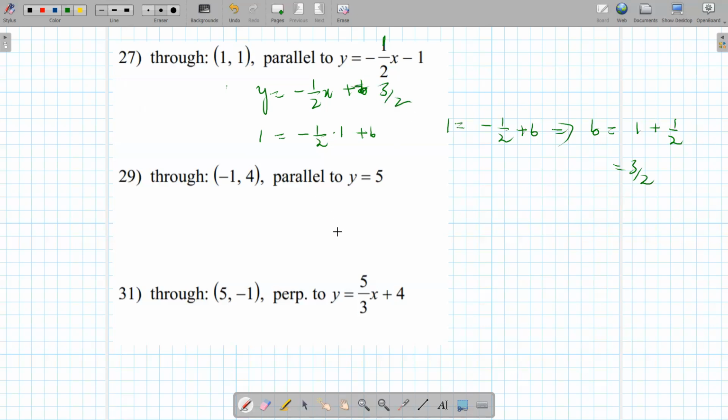What about 29? Goes through that point and is parallel to y equals 5. Is 5 the slope? No, it's not. y equals 5 is the equation of the line. So wouldn't it just be y equals 5? No, it has to go through this point.